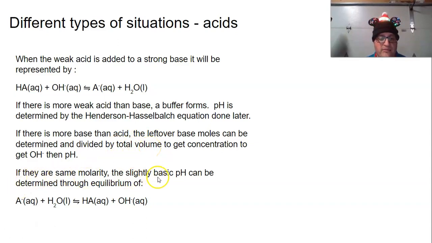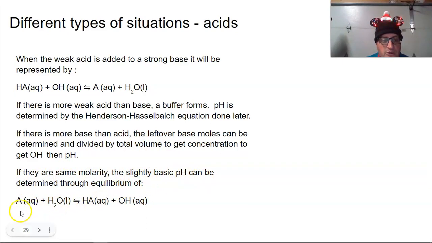If they're the same molarity, then you'll have a slightly basic pH that can be determined from the equilibrium of this. So keep in mind that if you have equal molarities or equal amounts of these canceling out, you're going to be left with a conjugate base to the acid here and water. So the idea is that these are going to be found through equilibrium, and your pH is going to be slightly basic because there's the conjugate base from the original acid present, while the hydroxide has been neutralized. So that's why it's going to end up on the slightly basic side.